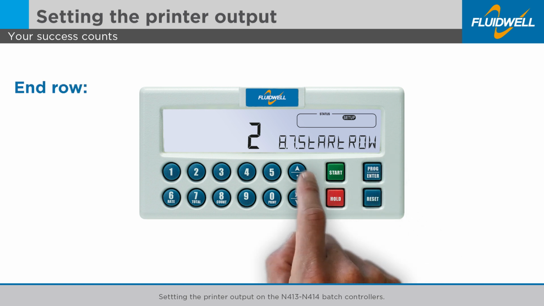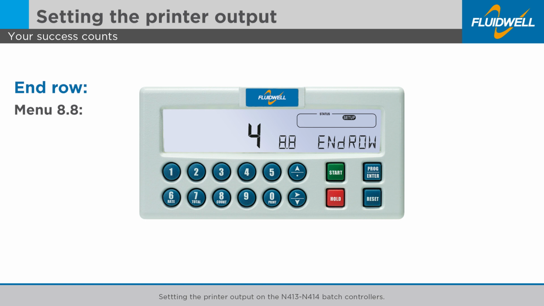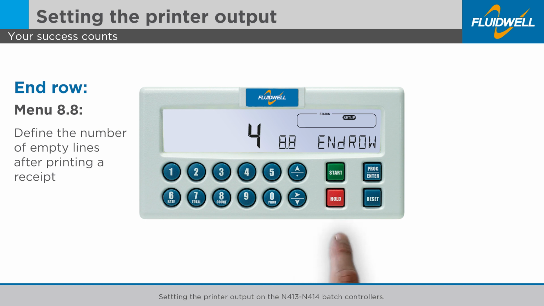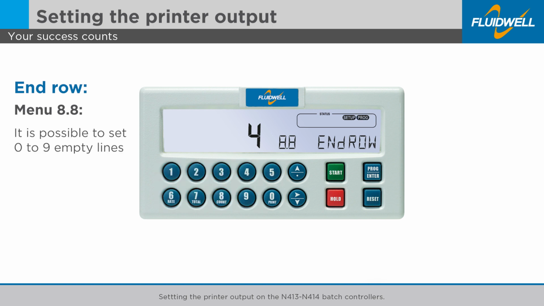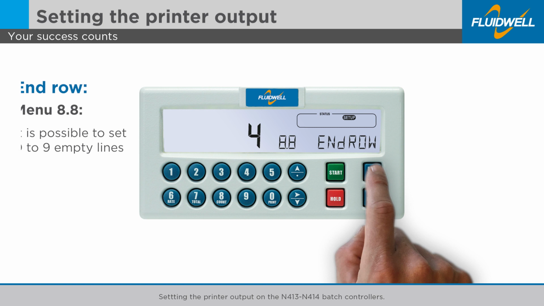Use the arrow up button to go to Menu 8.8 End Row to define the number of empty lines after printing a receipt. Press Prog to change this setting. You can use the numerical keypad to enter the required setting. Press Prog to store this setting.